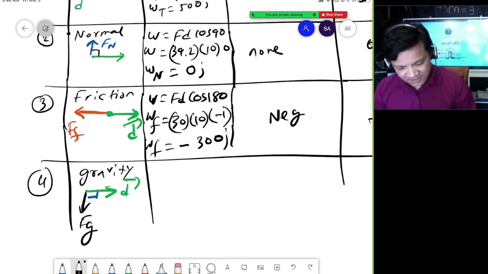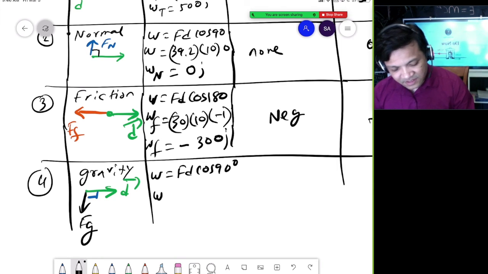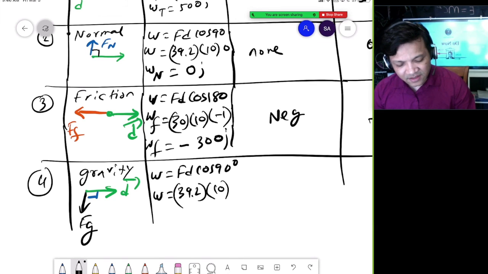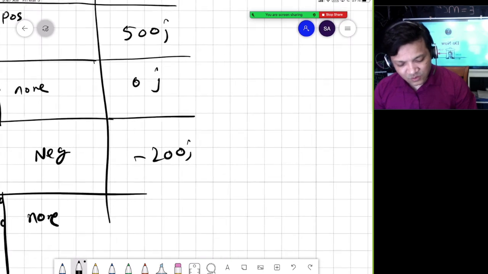So how much work is done? 0 work is done. Work is F D cosine 90 degrees, or you can write 270 degrees. No one can stop you if you want to write 270 degrees. So F is 39.2, D is 10, and cosine 90 degrees is 0. So work done by gravity is 0 joule. So none and 0 joule.